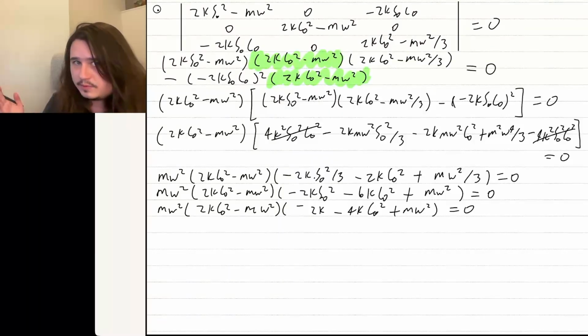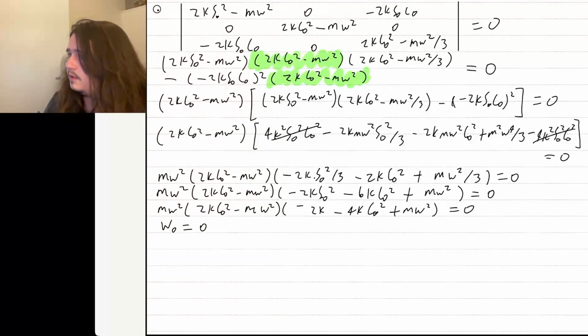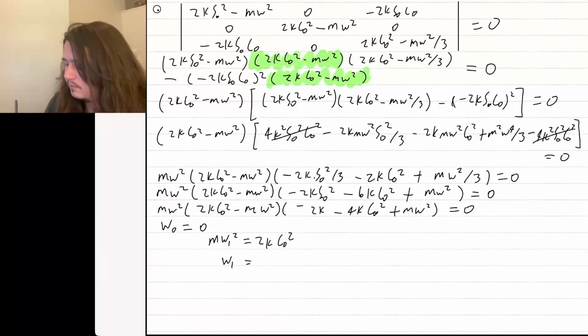The first one, the trivial one, we've got this omega that's completely on the outside, not connected to anything. So we've got an eigenfrequency of 0. Easy peasy. The next one in the line is m omega squared equals 2k c naught squared, or in other words, that frequency is the square root of 2k over m times the cosine of theta 0. That's an eigenfrequency.